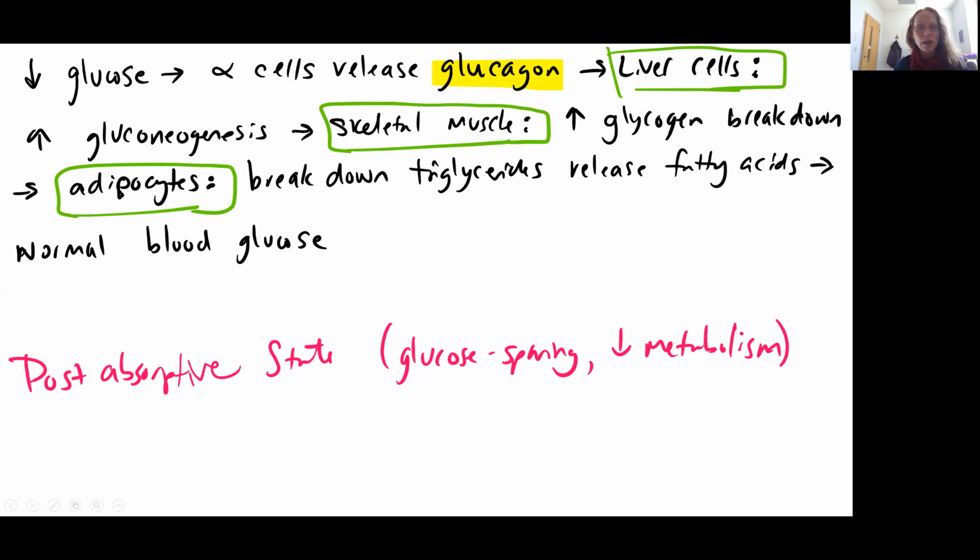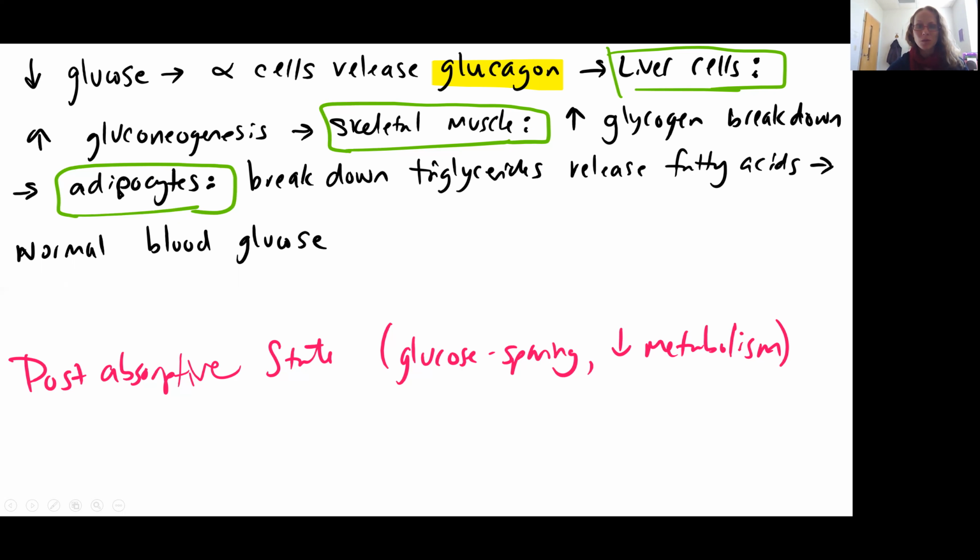And the rest of your cells are going to be using the fatty acids released by these adipocytes to make ATP. This is characteristic of the post-absorptive state, when you're not absorbing nutrients from your meal and instead you're restricted to whatever you have stored in the body. But that's typically when you're asleep and your metabolic rates are low.